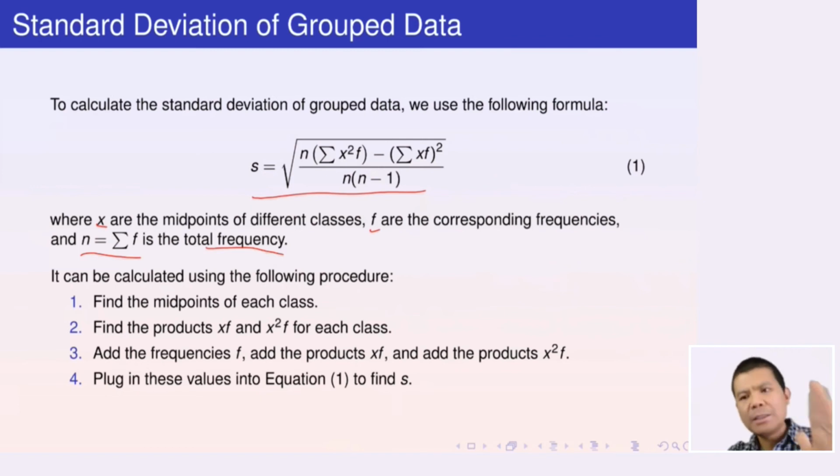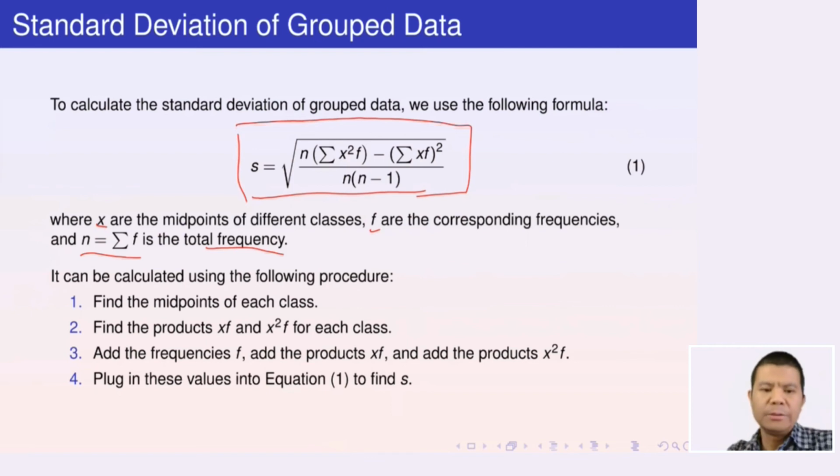Now let's show how to calculate this value. It's a complicated formula, so we use the following 4 steps. Step 1 is to find the midpoints. Step 2 is to find the products xf and the square of x times f for each class, because we have a summation here of the products x squared f.